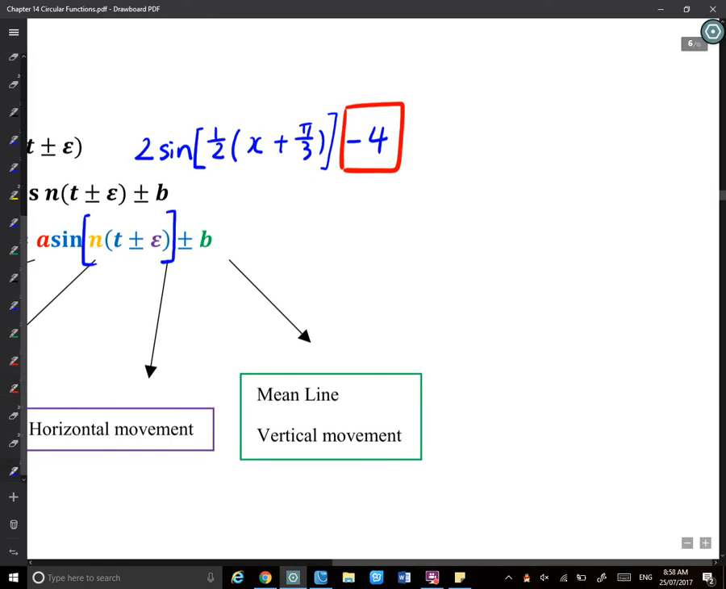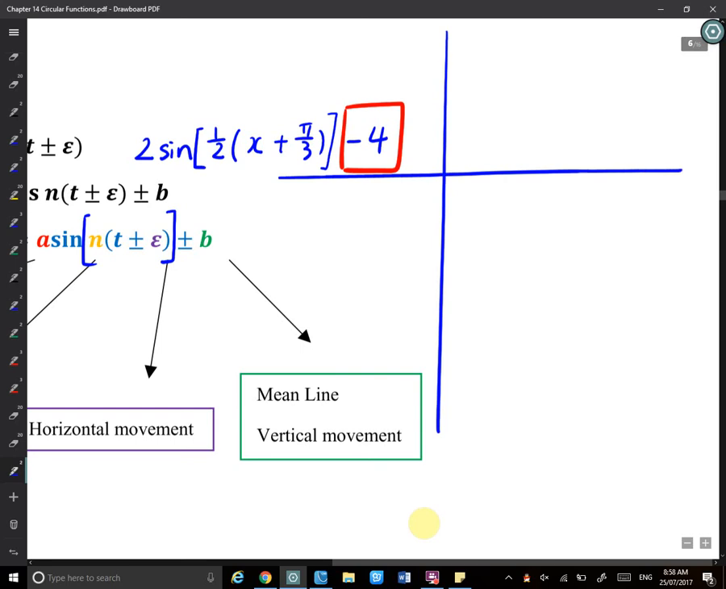What we're going to do if we're trying to sketch this graph, we will just draw the Cartesian plane, and I will find where -4 is. -4 is here. I will just give a dash line, and I know this is the middle of my graph, -4. And then let's come back to the amplitude.